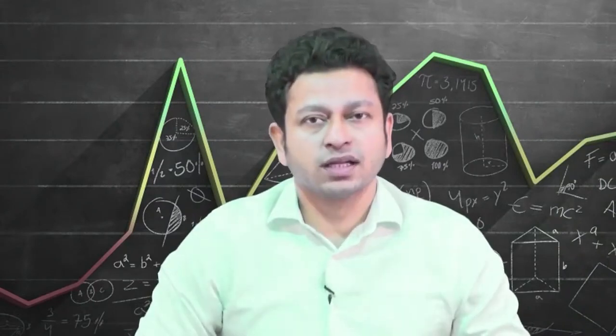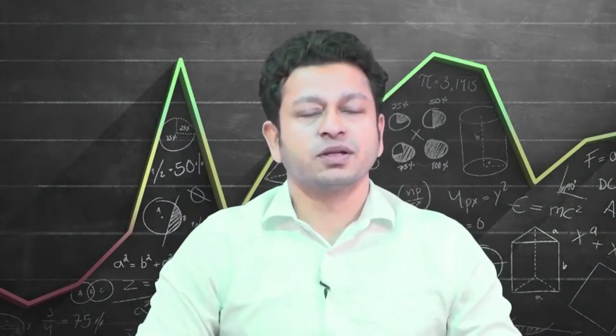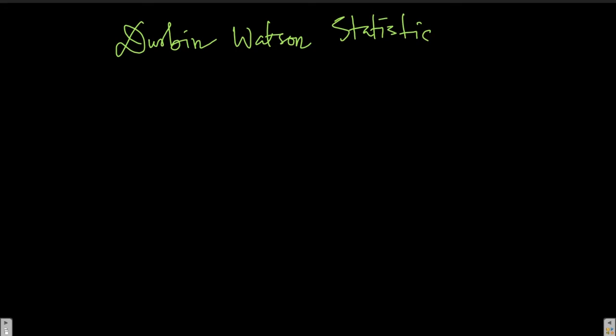Hello and welcome back to the lecture on applied econometrics. In this lecture we are going to talk about autocorrelation. In the previous lecture we have seen what autocorrelation is and what the consequences of having autocorrelation are.